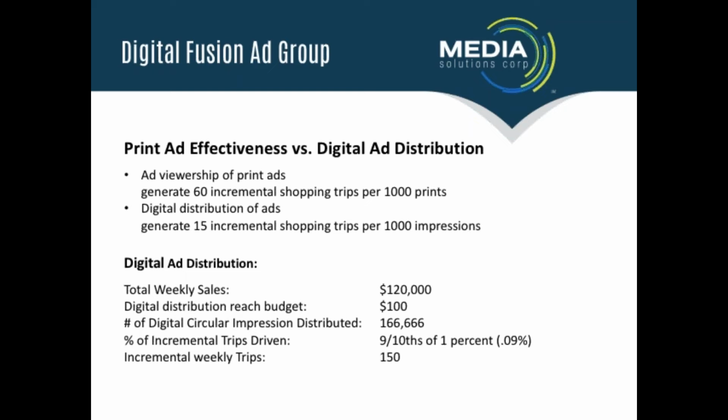In terms of the effectiveness of digital versus print, the research that I've seen shows that for every 1,000 prints, a printed ad has the potential to generate 60 incremental shopping trips. So if you're printing 3,000 ads, in theory, there's the possibility of having 180 people see that and make a trip to come to your store because maybe it's a featured item, although not many people are seeing it.